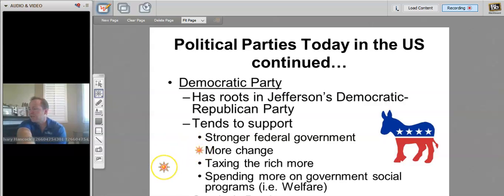They believe in more change. They like progression a lot faster. They believe in taxing the rich a lot more. They believe in spending more on what's called government programs, such as welfare or Social Security, that kind of stuff. And then their symbol is the donkey.